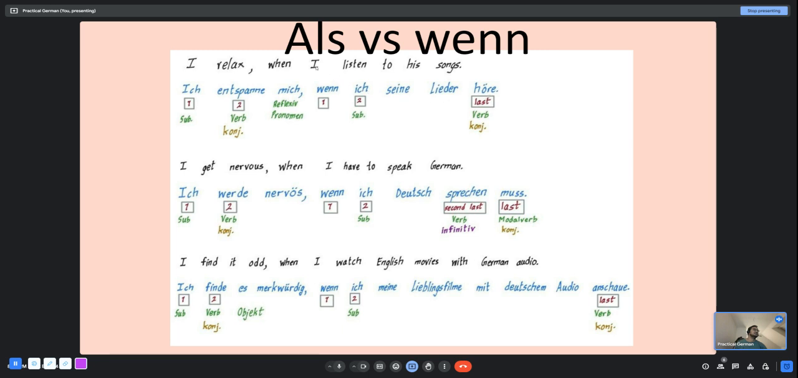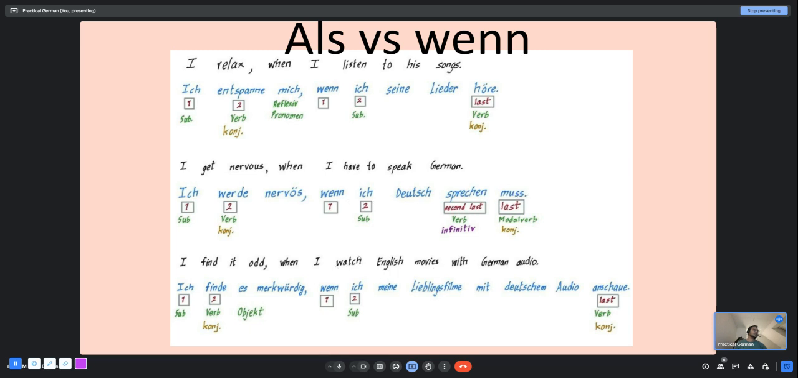If you only say "I listen to his songs", then you will say: ich höre seine Lieder. But if you put "wenn", then the conjugated verb, which is "höre", has to go to the last position. Let's say if I say "I have to speak German", then I will say: ich muss Deutsch sprechen. But if you use "wenn", the conjugated verb "muss" has to go to the last position, right?